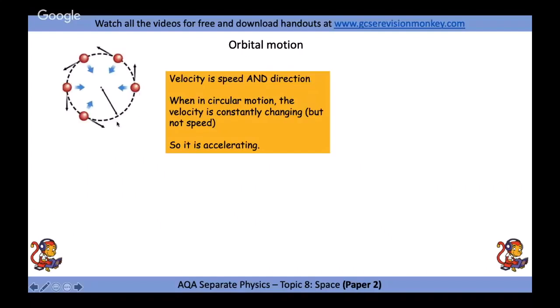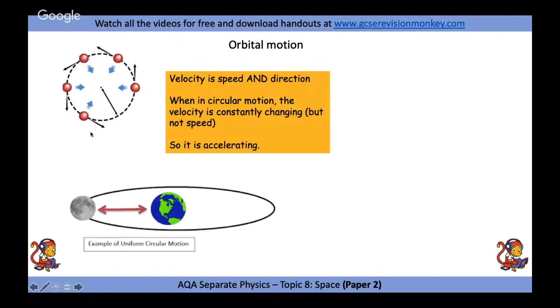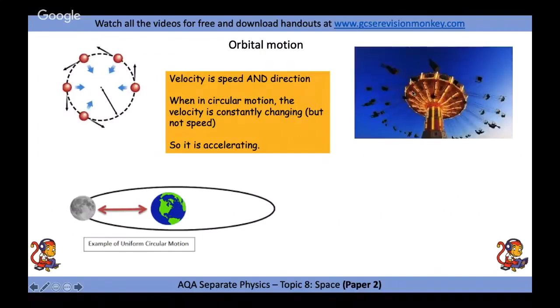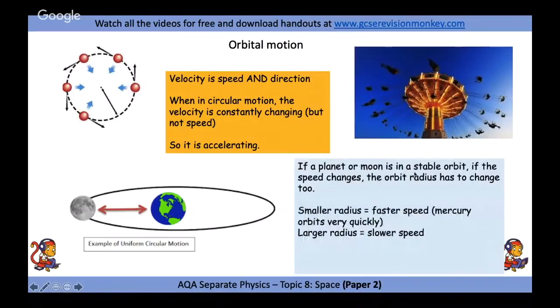If we were to cut this string at any point, the object would just fly off at a tangent to the circle. So an example of uniform circular motion: a planet, the moon around the Earth, fairground rides. So if a planet or a moon is in a stable orbit, meaning its height isn't changing, if the speed changes, the orbit radius has to change too.